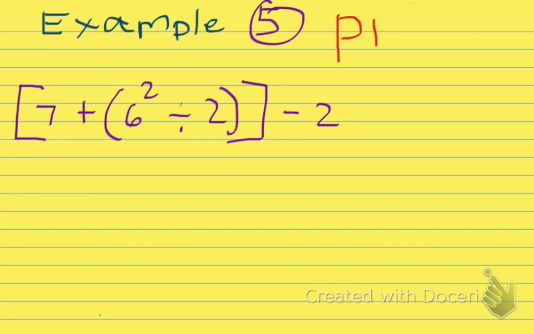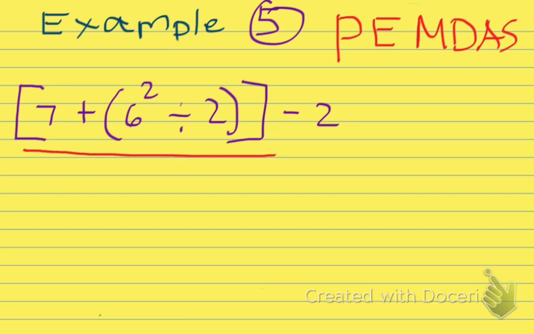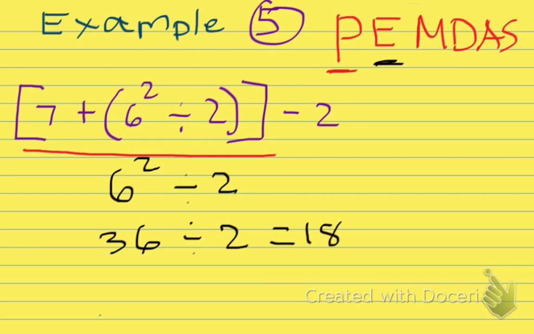Carry on to our next example. We have inside our parentheses 7 plus 6 squared divided by 2 minus 2. Now, first, let's look at the parentheses. So these are the numbers that are included in our parentheses. So inside our parentheses, we have from 7 till 2. Alright, so let's work out first the exponents. 6 squared divided by 2. That's inside our parentheses. So 6 squared equals 36. So 36 divided by 2 equals 18. So this is still inside our parentheses.